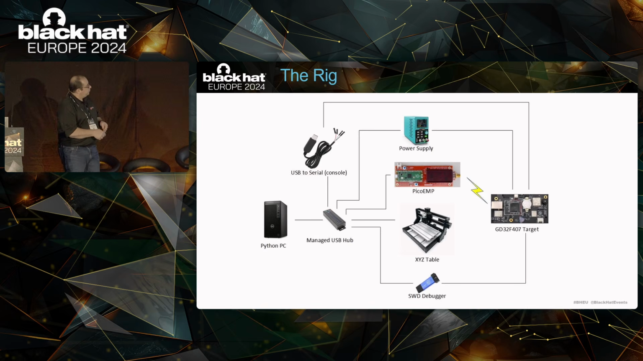So, controller PC on the left and the target itself on the right. You may recognize this as an inexpensive desktop CNC machine that we leveraged for our XYZ platform. We removed the spindle and mounted the Pico EMP, which creates the EM pulses to attack the target.